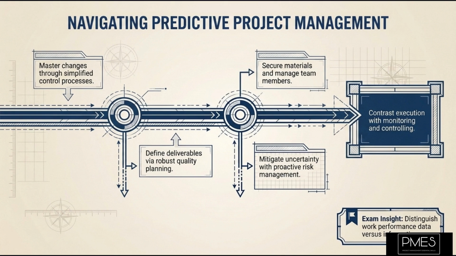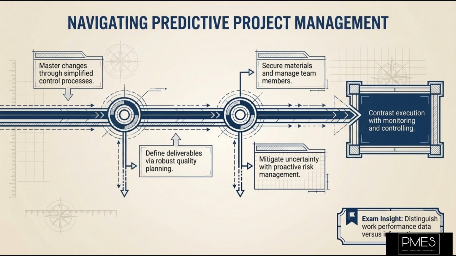Requirements Management Basics will focus on defining what needs to be built. Quality Planning Basics will ensure deliverables meet expectations. Resource Planning Basics will cover acquiring and managing your team and materials. Communications Planning Basics will make sure everyone stays informed. Risk Management Planning Basics will prepare you for uncertainties.